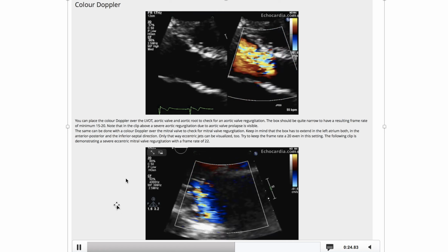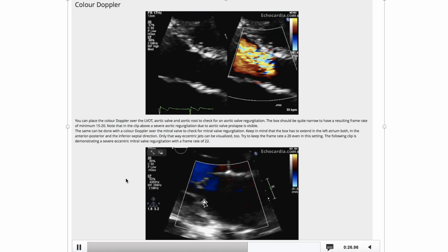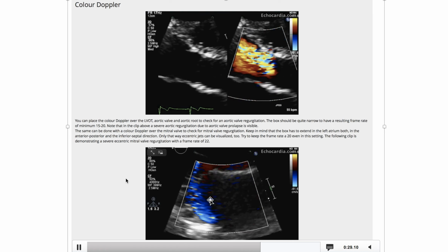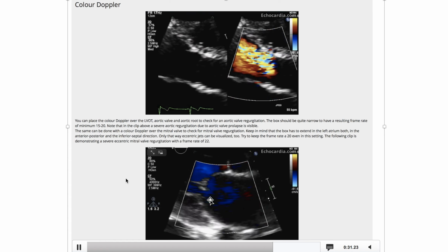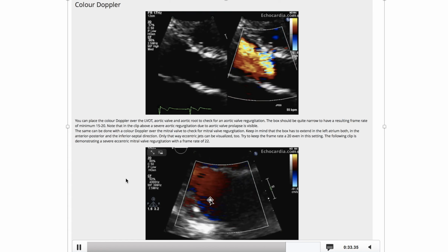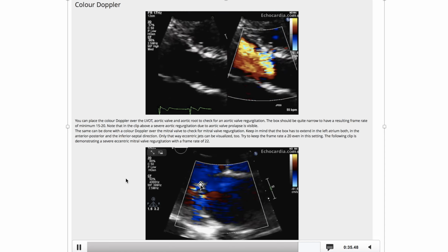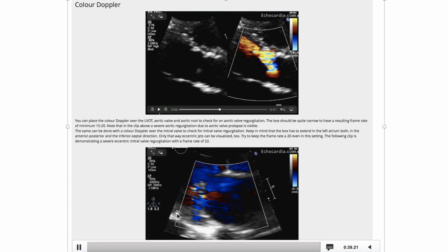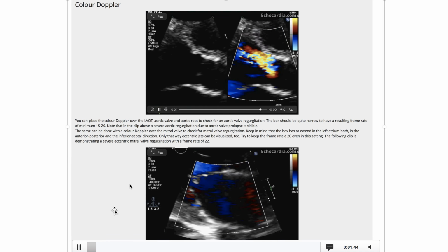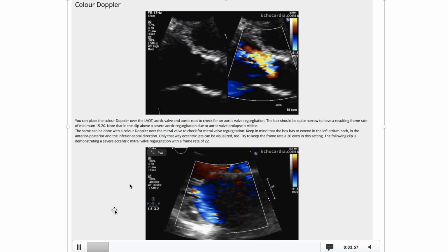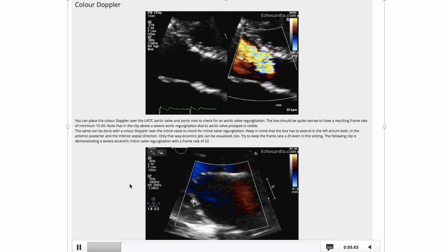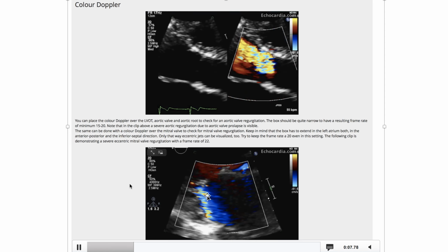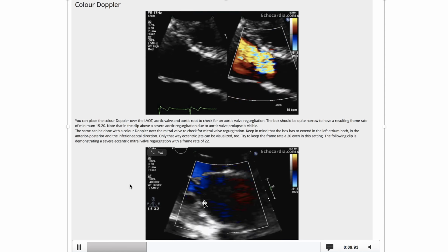The same can be done with a color Doppler over the mitral valve to check for mitral valve regurgitation. Keep in mind that the box has to extend in the left atrium, both in the anteroposterior and inferoseptal direction. Only that way can eccentric jets be visualized too. Try to keep the frame rate at 20 even in this setting. The following clip demonstrates a severe eccentric mitral valve regurgitation with a frame rate of 22.